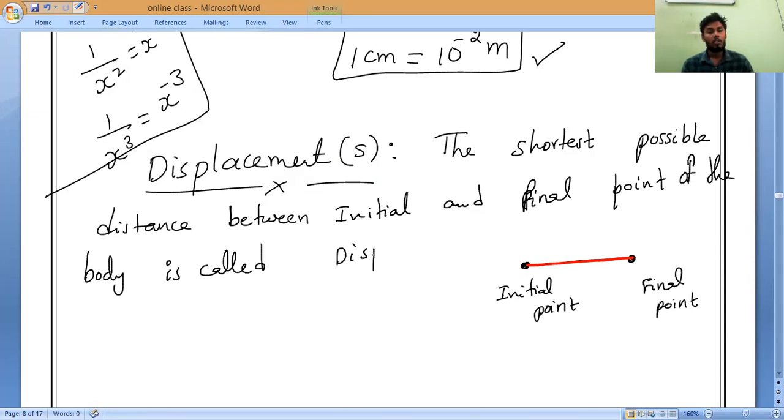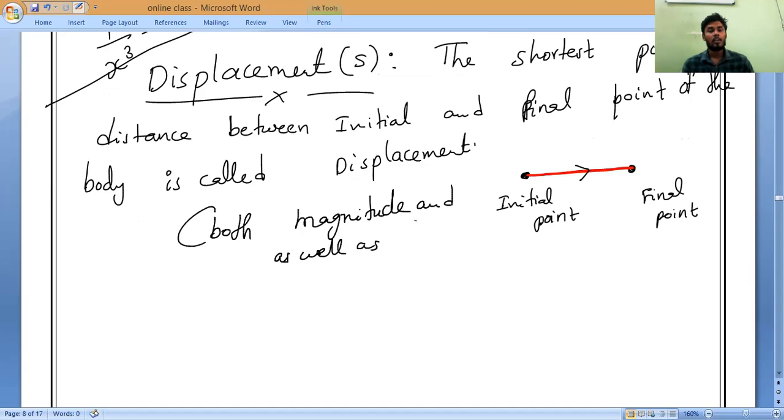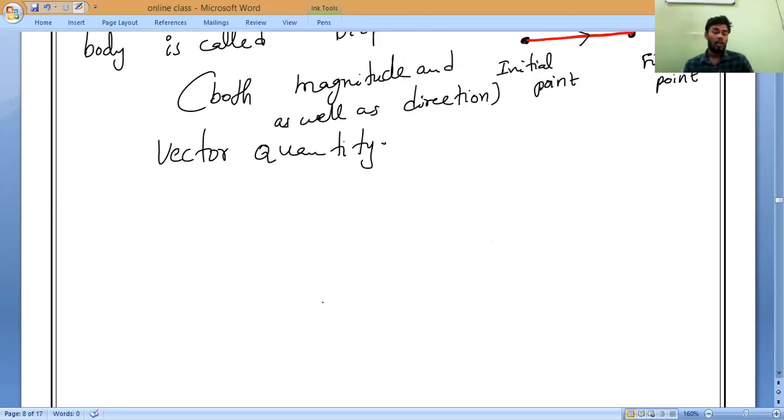displacement. Now, displacement always has a particular direction, either this direction or this direction. If it has direction, it has both magnitude as well as direction. So that is why it is called which quantity, guys? Vector quantity. That is very good. Vector quantity.